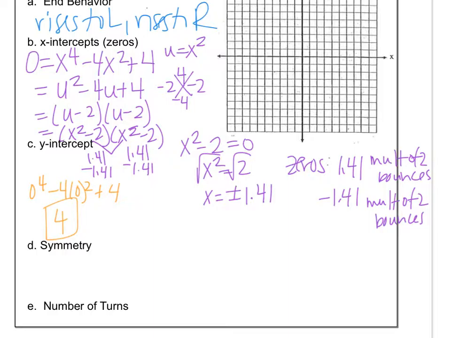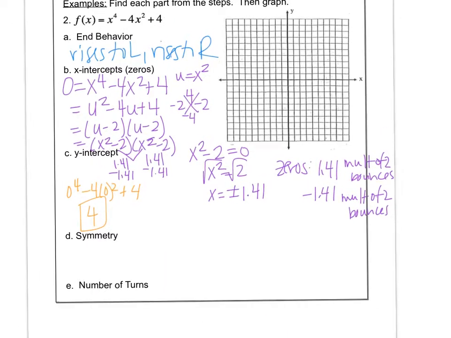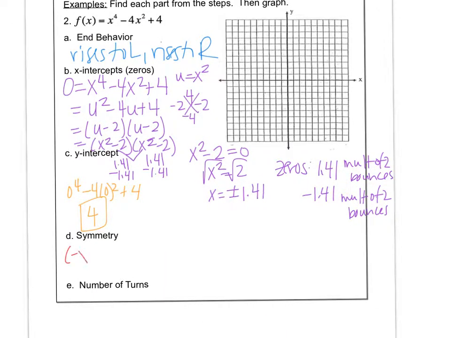Symmetry. What did we decide we have to do to find the symmetry? You gotta plug in negative x. So it's negative x to the 4th minus 4 times negative x squared plus 4. What happens when I take negative x to the 4th power? Positive. And then make sure in this next one you think first, what does the squared do? Makes it positive, but then that minus 4 is going to stay minus 4, isn't it? So it's minus 4x squared plus 4, so it doesn't change. What does that tell me about this function?